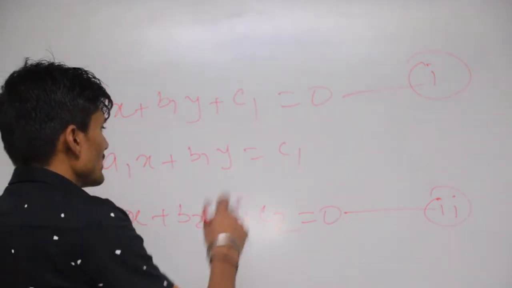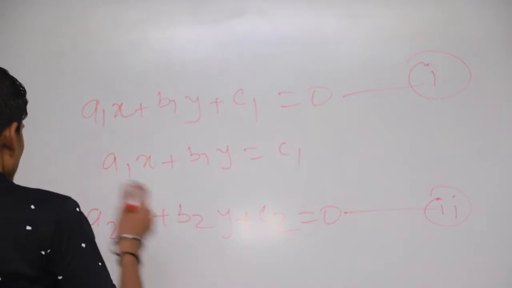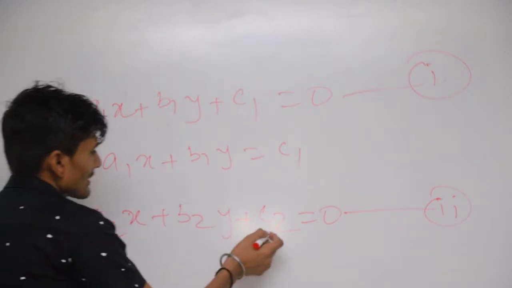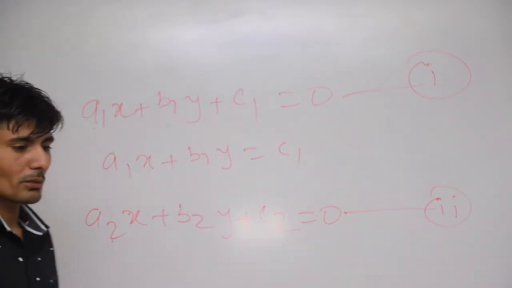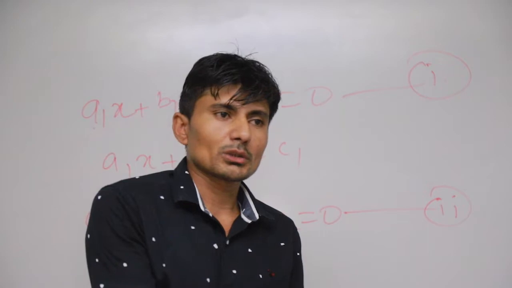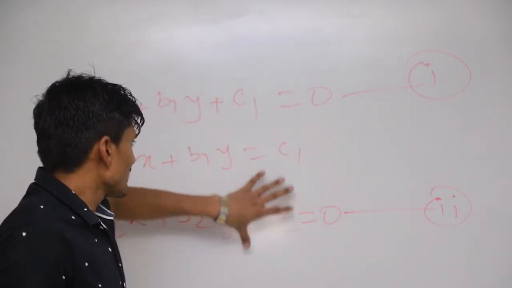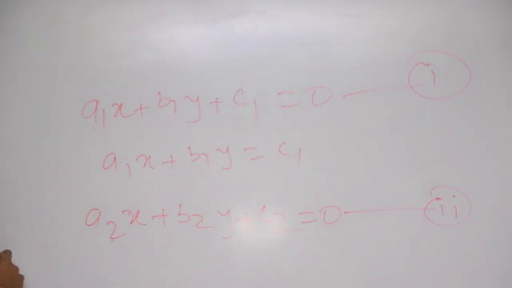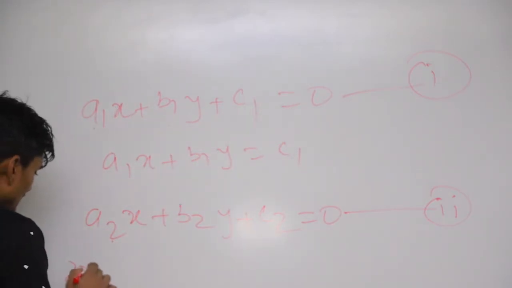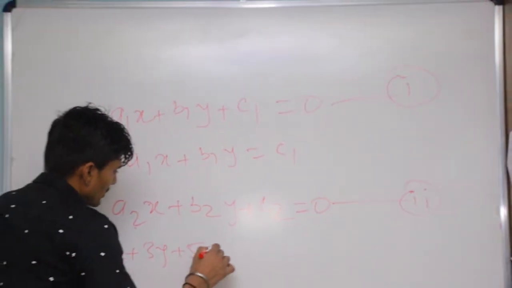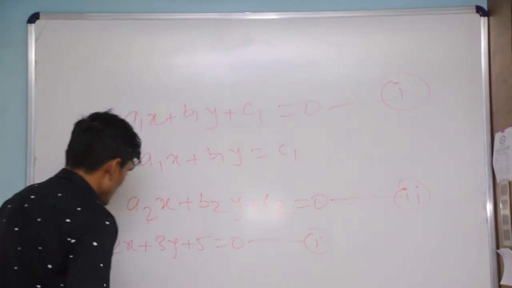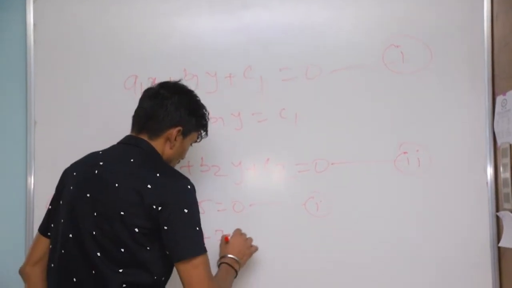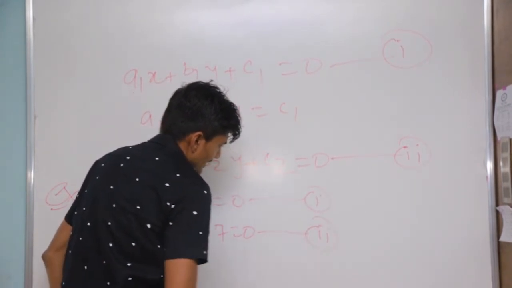Now from equations 1 and 2 we have to know the values of a1, b1, c1 and a2, b2, c2. That is only for the general form of a pair of linear equations. For example, it can be in the form 2x plus 3y plus 5 equal to 0. That is one equation, and 3x minus 2y plus 7 is equal to 0. That is another linear equation.